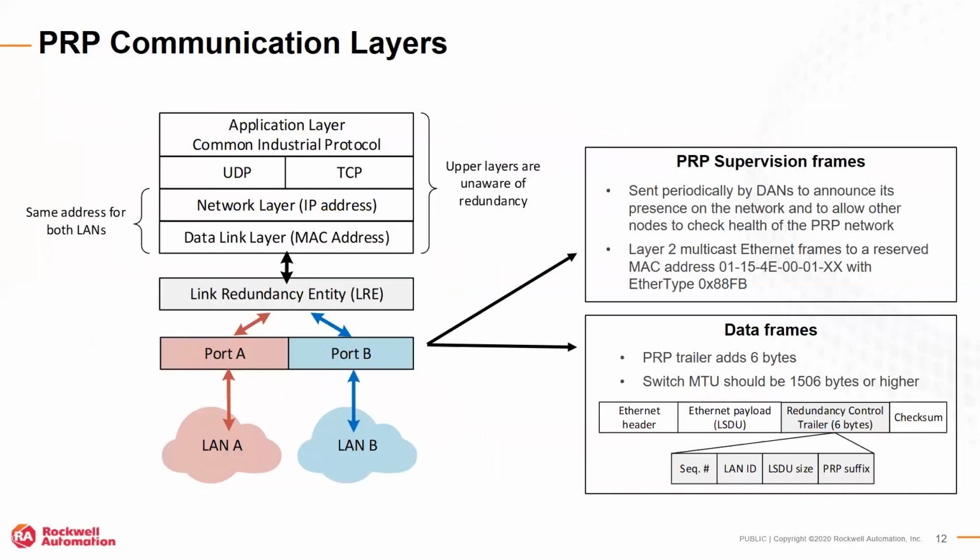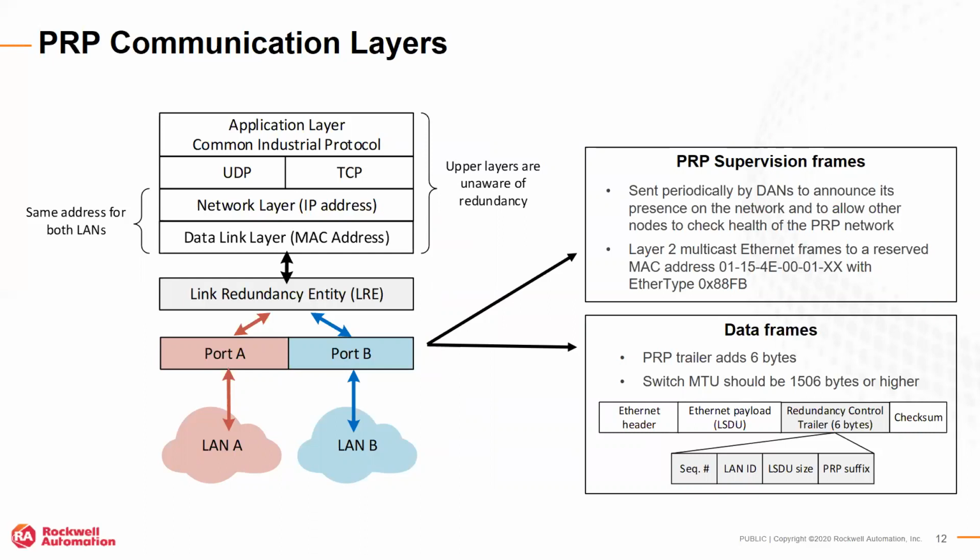Now, on the communications layers, what exactly is PRP? Well, if we take a look at the stack, the first thing you should notice is that we are not doing anything up top in the stack. All the data is going there the same way. The IP address and MAC address will always be the same. Basically, all the switching is done below, in the lower areas.